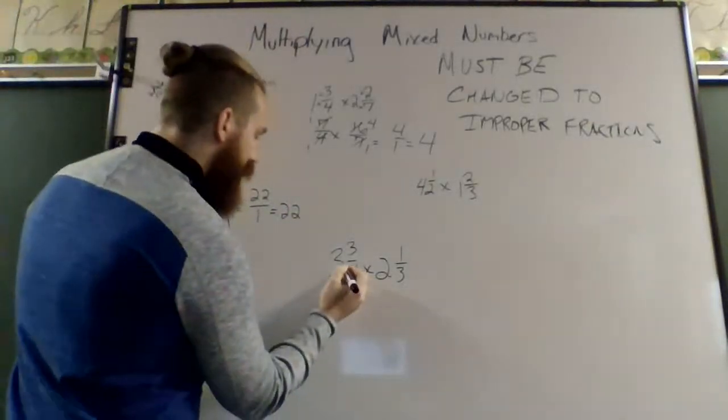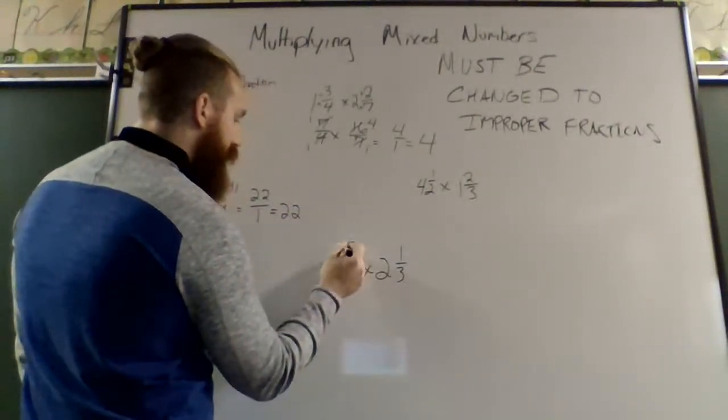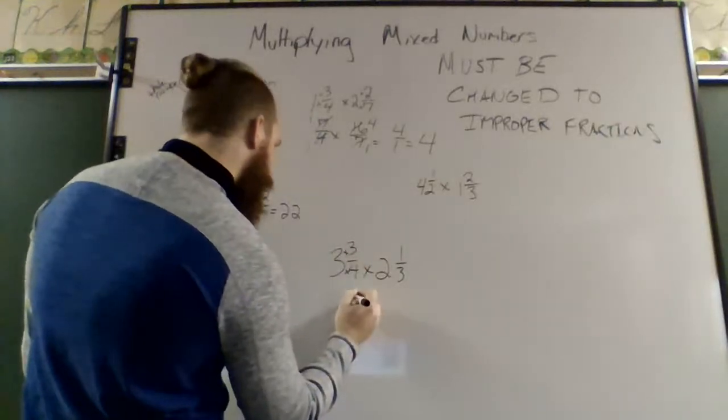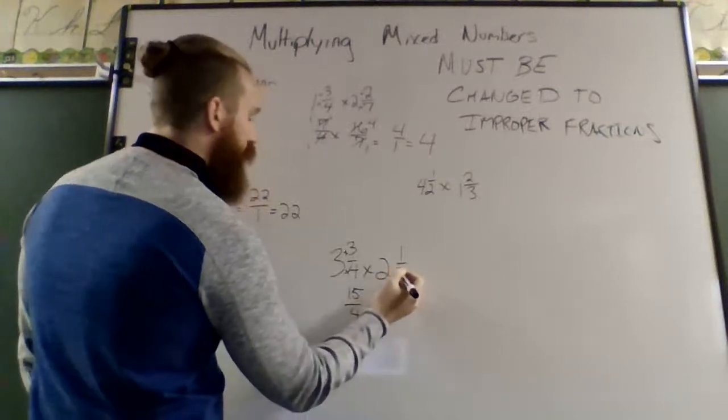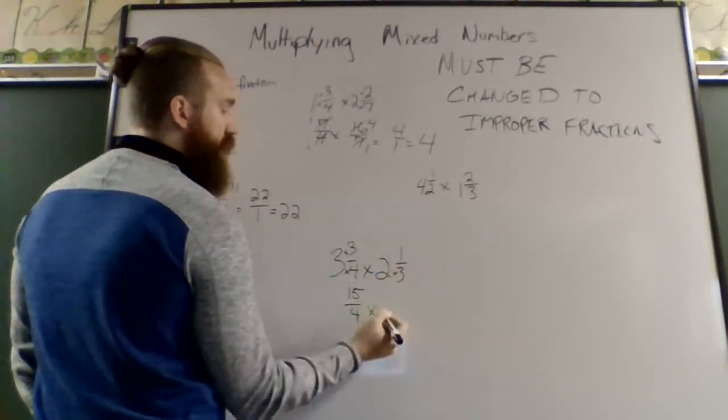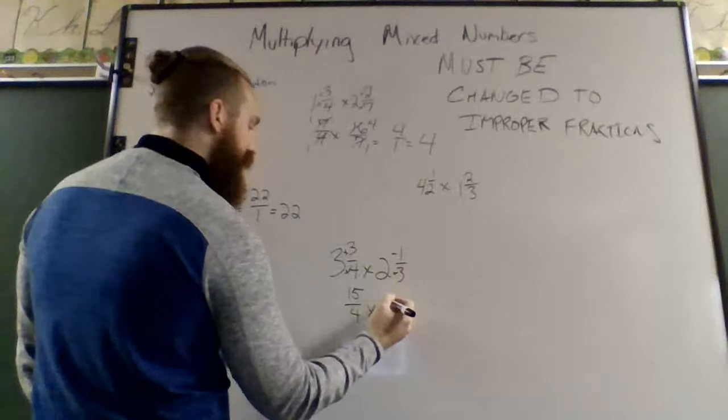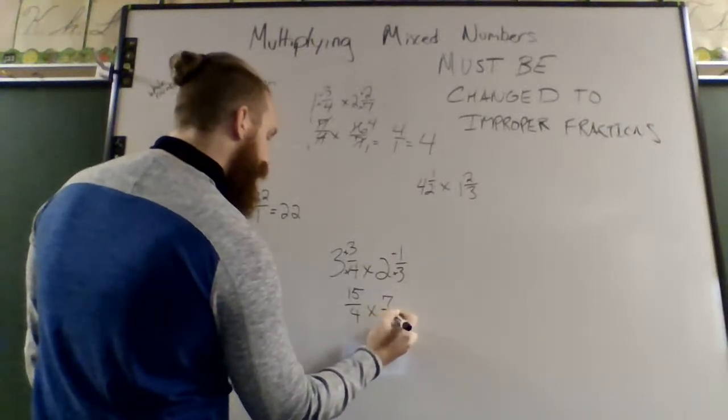Okay, 3 and 3/4. 4 times 3 is 12, plus 3 is 15 over 4, times 2 and 1/3. 3 times 2 is 6, plus 1 is 7. So we get 7 over 3.